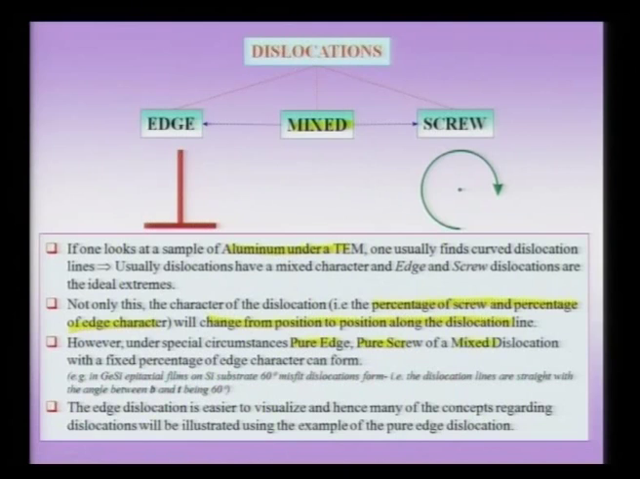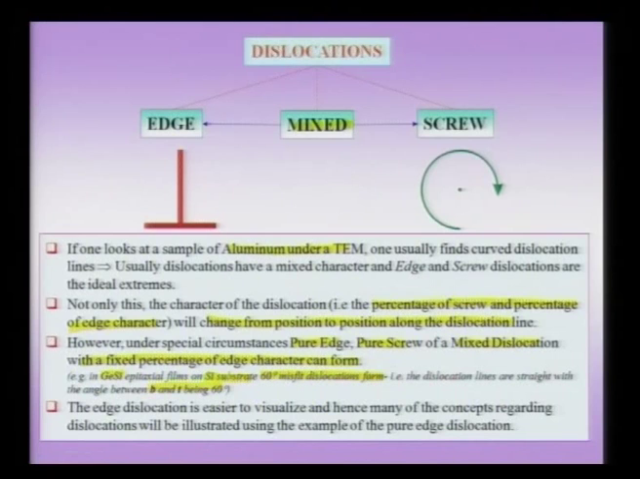However, we will see that there are very special circumstances where pure edge, pure screw, or a mixed dislocation of a very fixed percentage can be formed. And a nice example of this would be the case of an epitaxial film of germanium silicon, a germanium silicon solid solution, on a silicon substrate. In this case, you find 60 degree misfit dislocations form, and these are straight dislocations, and they have a fixed character of 60 degree misfit. What I mean by the 60 degree also will become clear when I take up the edge and screw components of a curved dislocation. And in this case, of course, the angle between B and T is 60 degrees.